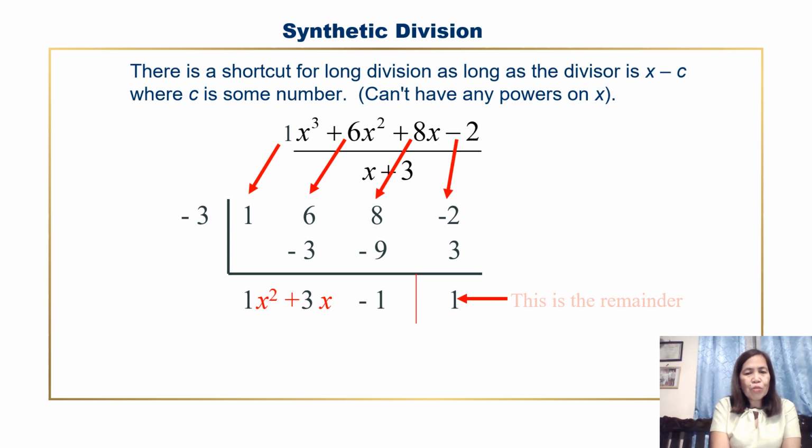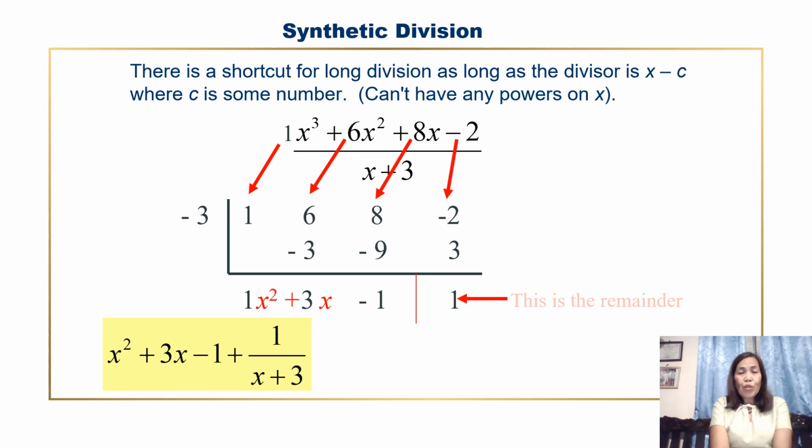And so, it's still in decreasing powers. What comes next after x squared? Isn't it x? What comes after x? Isn't it the constant? The constant is always at the end. So, that's it. This is the quotient. This is the remainder. And so, the final answer is x squared plus 3x minus 1 plus 1 over x plus 3. So, what do you think? Isn't it easier?